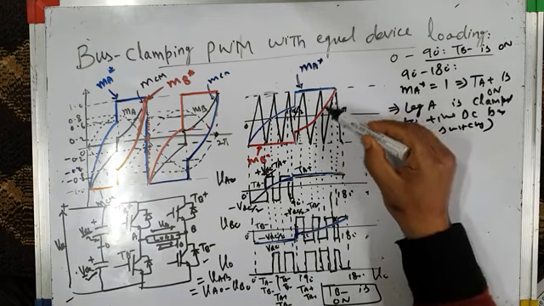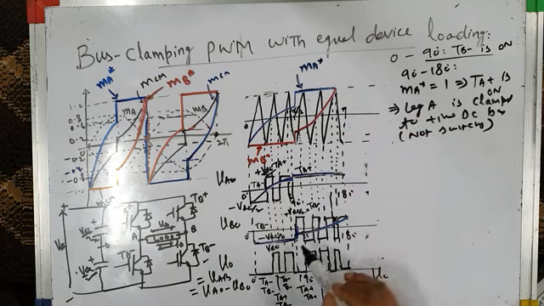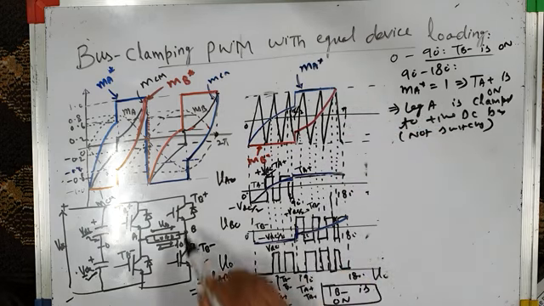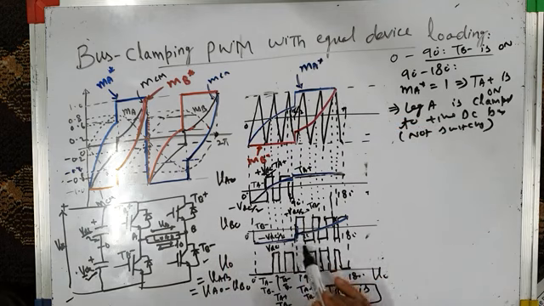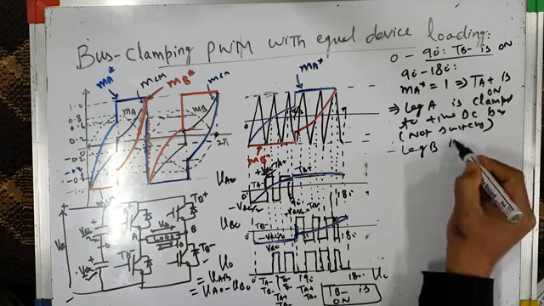Because the modulating wave of leg B, MB star, is like this. And you can clearly see that when leg B is switching, it produces the pole voltage VBO like this: plus VDC by 2, minus VDC by 2, then again plus VDC by 2, minus VDC by 2. So leg B is switching. I will write here, leg B is switching.